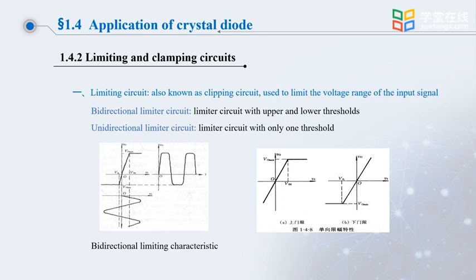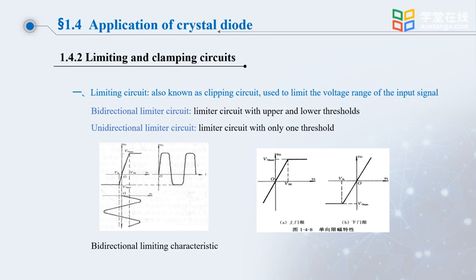Let's look at the unidirectional limiting characteristic. This is the upper threshold, with the limiting voltage characteristic of the upper threshold. Let's look at the VI input signal. If it is less than VIH, VO changes with VI in a proportional relationship. But when VI is greater than VIH, VO no longer changes with VI, and its voltage is limited to VO max. VIH is called the upper threshold. This is the upper threshold limiter circuit.